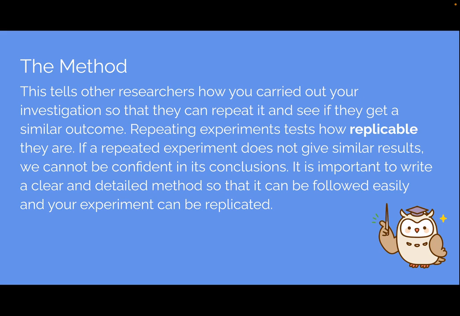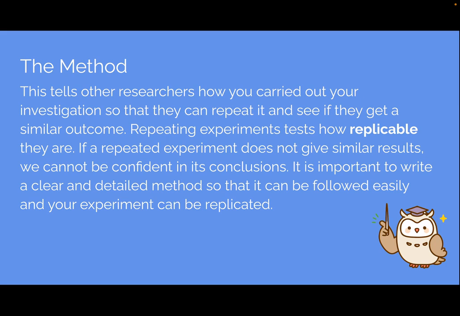Once you've described your variables, groups, and participants, you need to give instructions for how you will carry out your experiment. This is the method. This tells other researchers how you carried out your investigation so that they can repeat it and see if they get a similar outcome. Repeating experiments is really important because it tests how replicable they are.